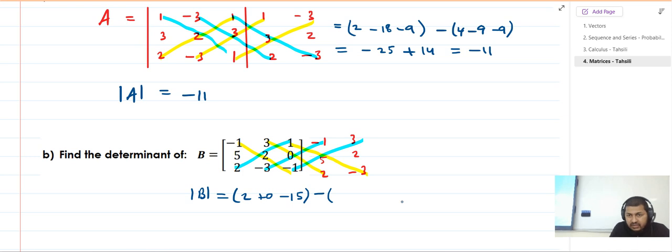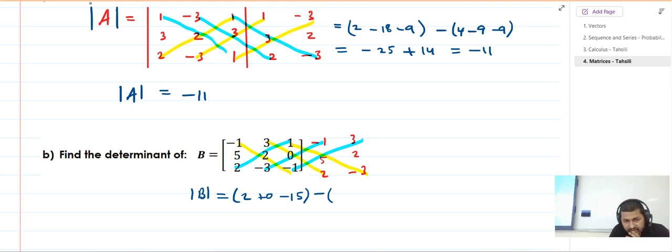By the way, determinant can't be negative, right? You don't take the absolute value of negative 11. I'm finding the determinant of A, so I'll put the vertical bars around A here. So I'm finding the determinant of B. I shouldn't be reading it as absolute value of B, because absolute value means a positive value. This vertical line means determinant of B, determinant of A.